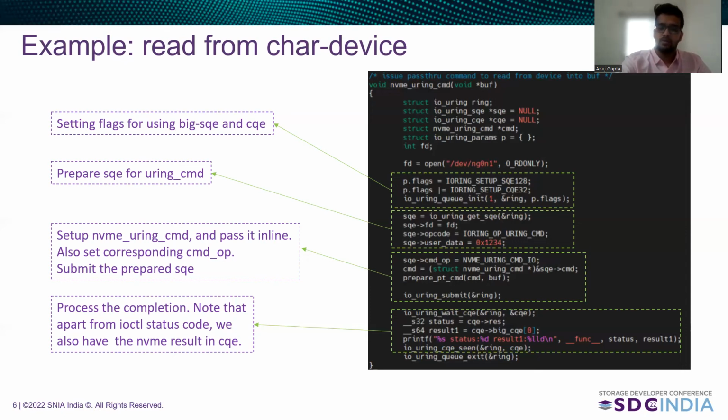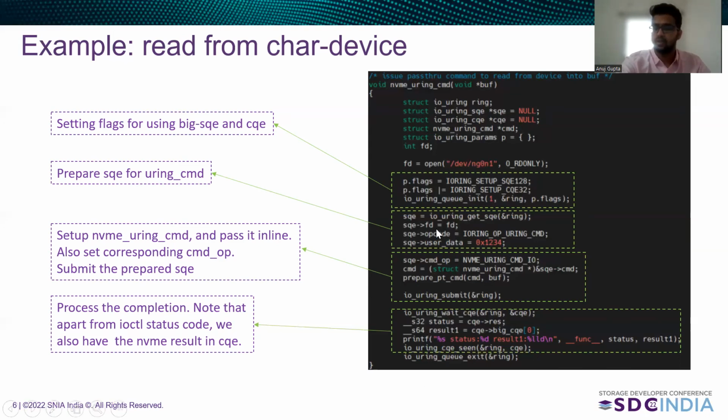Then it will make use of a liburing API, io_uring_queue_init, to initialize the submission and the completion rings. Now the application would want to fetch the SQE from the submission ring, and to do that it will make use of the io_uring_get_sqe API. Once the application has the SQE, it will try to prepare the SQE.